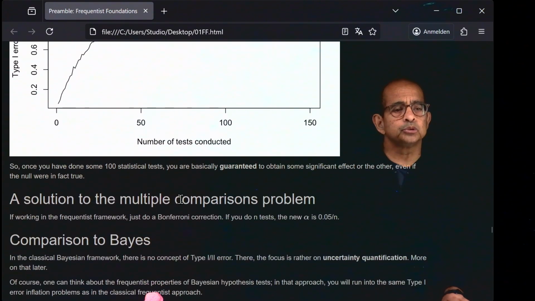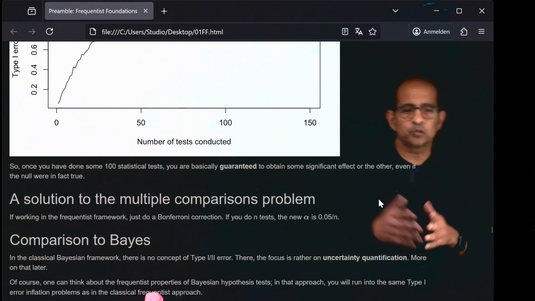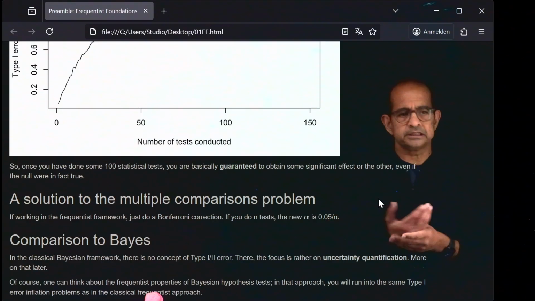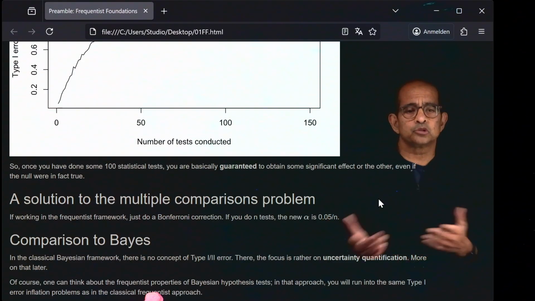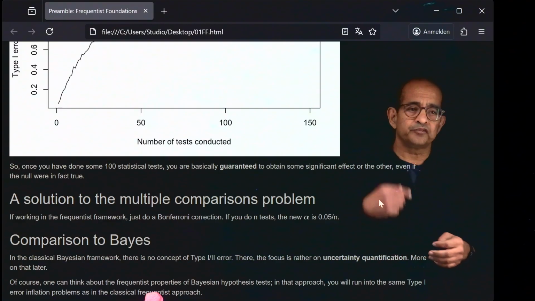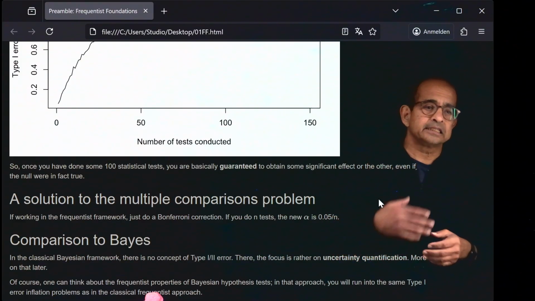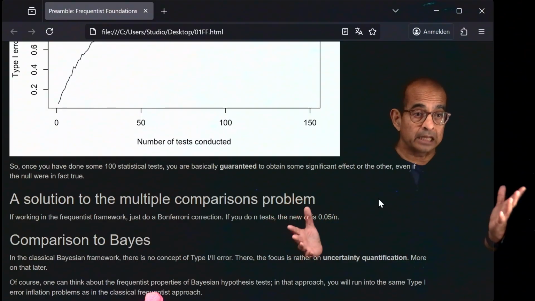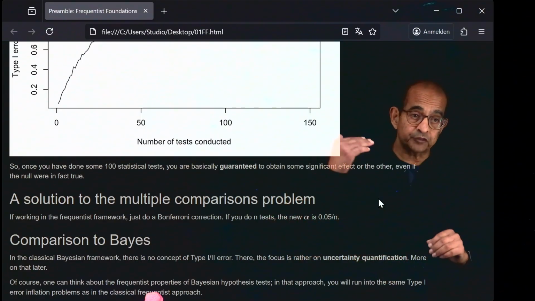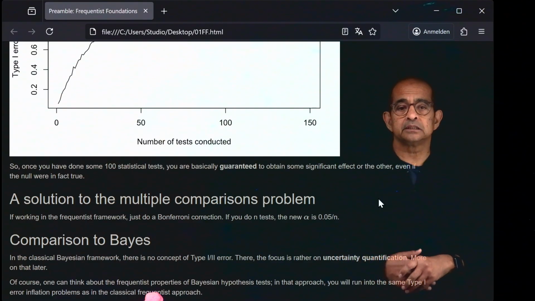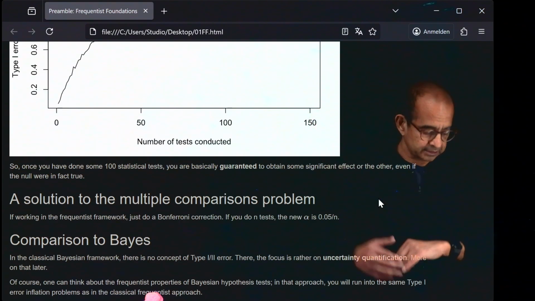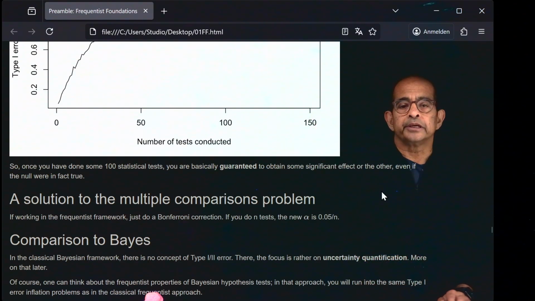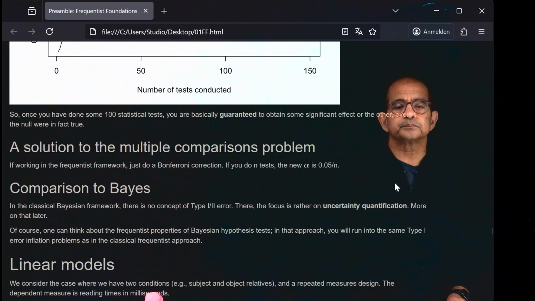The solution to the multiple comparisons problem is pretty straightforward. There are several ways to do this, but one sensible and easy and conservative way is to do something called the Bonferroni correction. If you're going to do n statistical tests, then divide your alpha of 0.05 by n, and that's your new alpha. That's the new standard that you have to meet to declare significance in your collection of statistical tests.